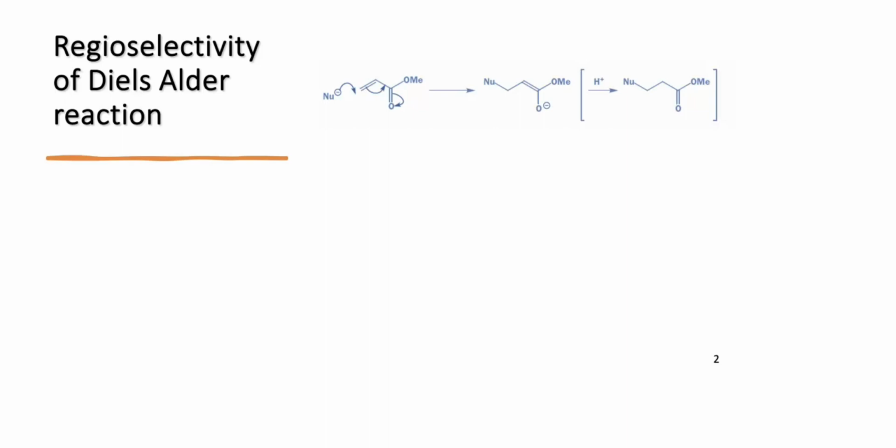Coming to the regioselectivity of the Diels-Alder reaction, this is the dienophile we have been using. This is the typical Michael acceptor that we have seen previously. It will undergo 1,4 addition of the nucleophile to give this enolate, which upon reacting with a proton will give this 1,4 addition product.